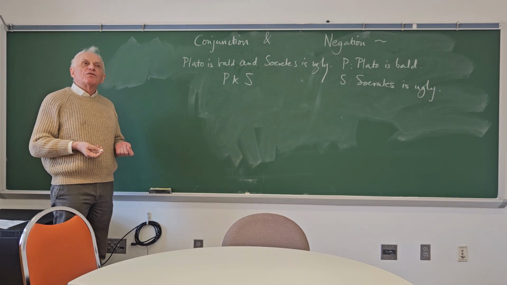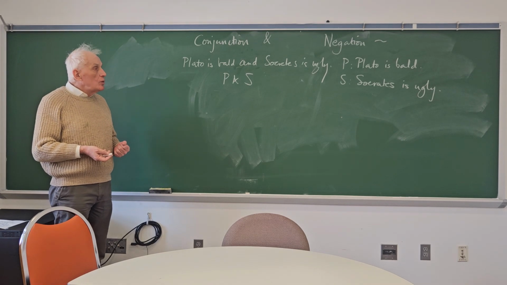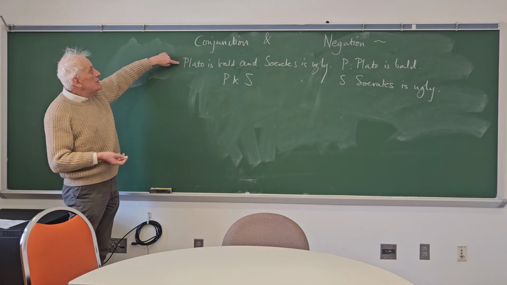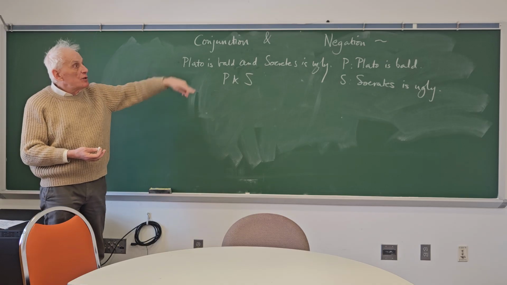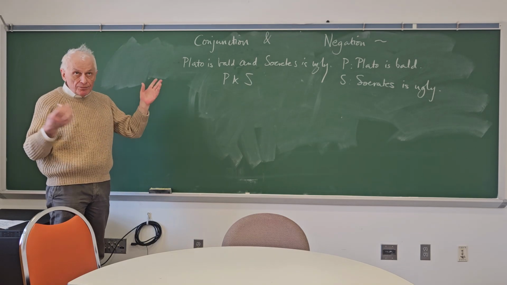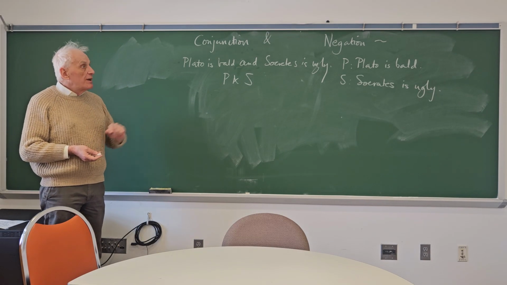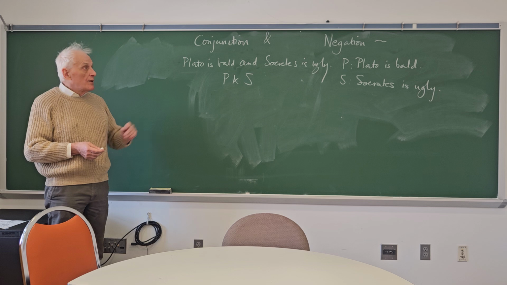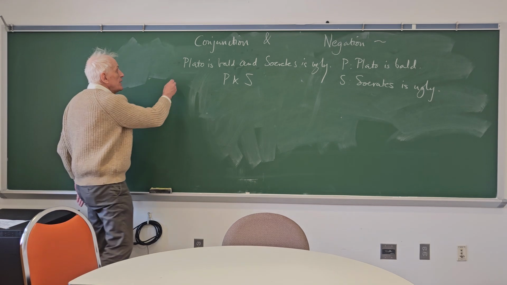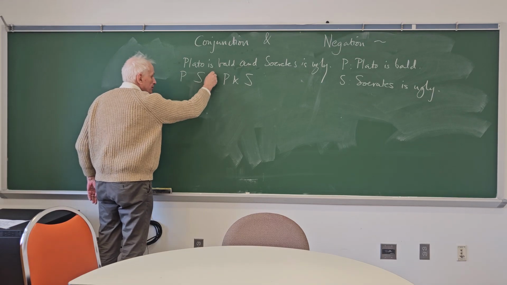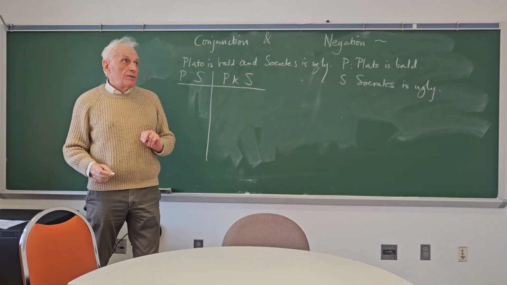Well, conjunction is a truth functional connective, just like negation is a truth functional operator. All you need to know the truth value of this sentence, Plato is bald and Socrates is ugly, is the truth value of those two sentences, Plato is bald, Socrates is ugly. If they're both true, this sentence is true. But if one or both of them are false, this conjunction, this compound sentence, is false. We express that in a table, but this table has to have 4 lines because we have 2 atomic sentences.